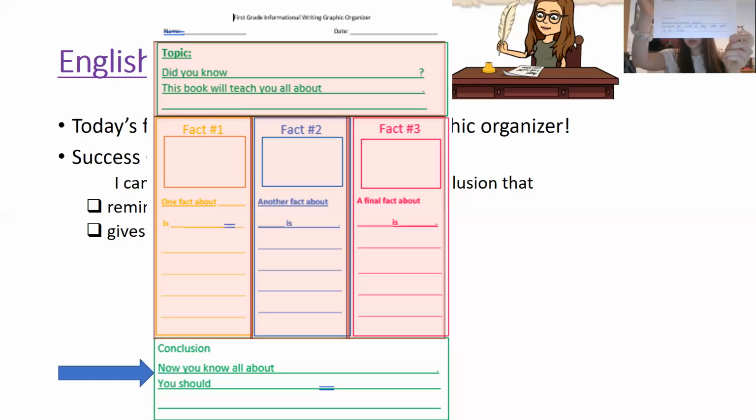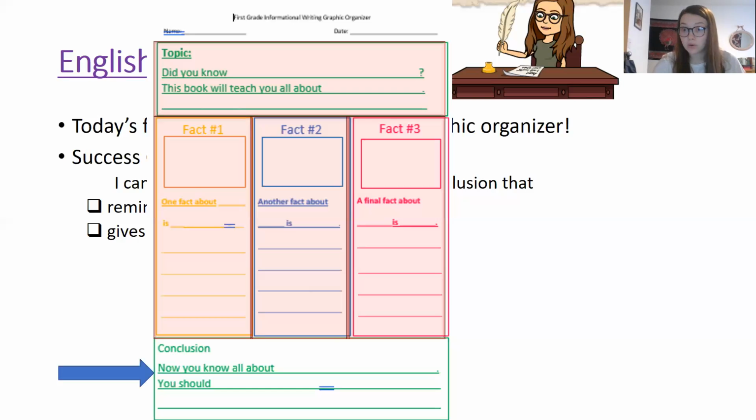Okay, so my entire conclusion says, now you know all about dogs. I restated my topic, and my second job was to give my reader a job to do. You should go find a dog and give it a bone. I gave my reader a job to do. So today, when you're writing your conclusion, make sure you're doing both of those things to end your nonfiction book.